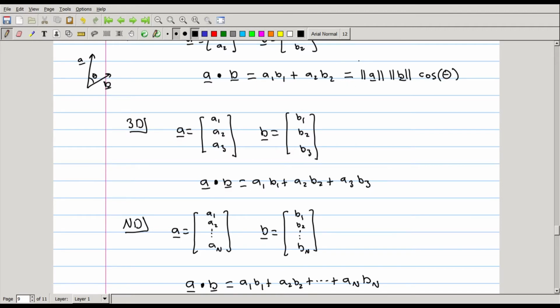This identity right here can be proved in general using what's called the law of cosines. And typically this is done in the Calc 3 course. But what's really neat is that it doesn't take much effort to show that this also holds in 3D and really in any number of dimensions for Euclidean space.